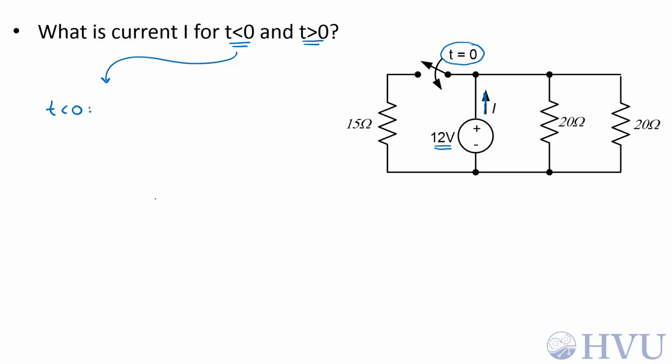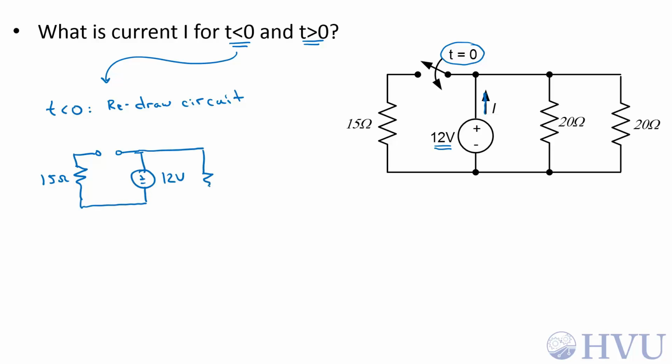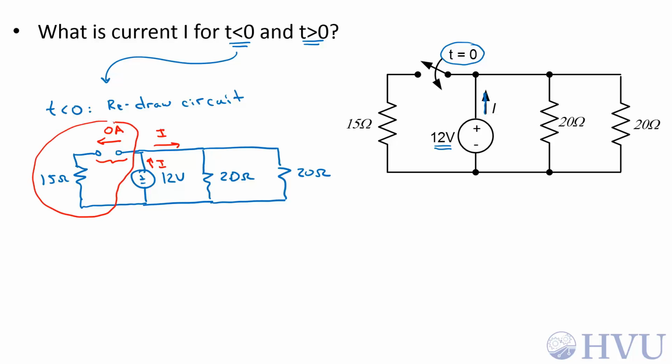I find it's easier to always redraw the circuit for the time period of interest when I've got a switch in the circuit. So in this case, I've got a 15 ohm resistor. The switch is now an open circuit. It's my 12 volt source and my two 20 ohm resistors. If the switch here is an open circuit, the current through that will be 0. That means that this entire current I is going in this direction, and we can essentially forget about what's going on over here.